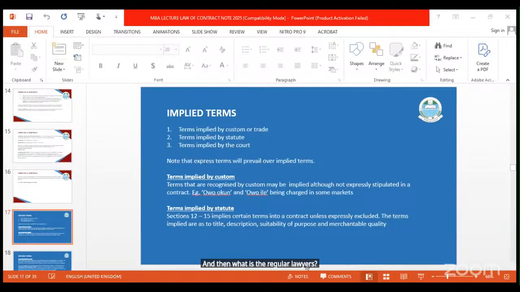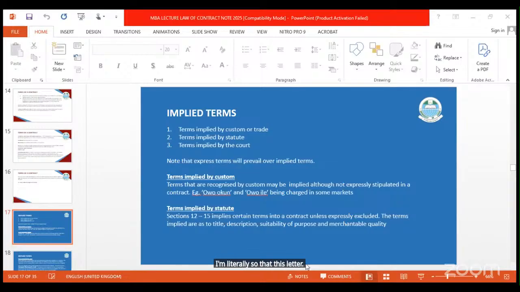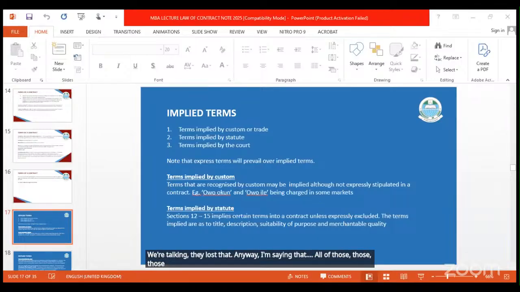I beg you, learned colleagues, please next time be patient. So now you are into it, you don't even know whether what you are doing is in line with the rules or not, because some of you even give Thanksgiving for admission. Immediately you show the admission letter, you just accept, and next day you are giving Thanksgiving without reading the laws there. Anyway, I'm saying that all of those terms are implied, as the case may be.